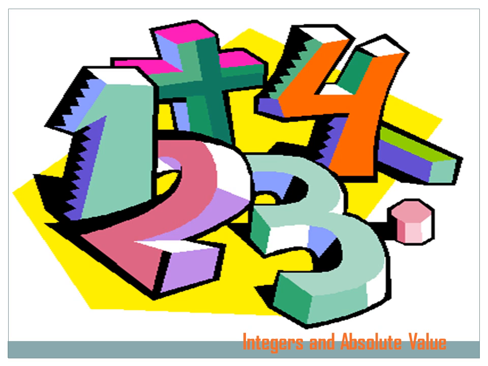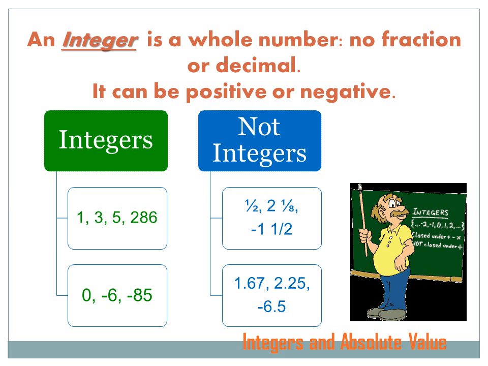Today, we're going to discuss what an integer is and what absolute value means. An integer is a whole number. It has no fractions or decimals. It can be positive or it can be negative.